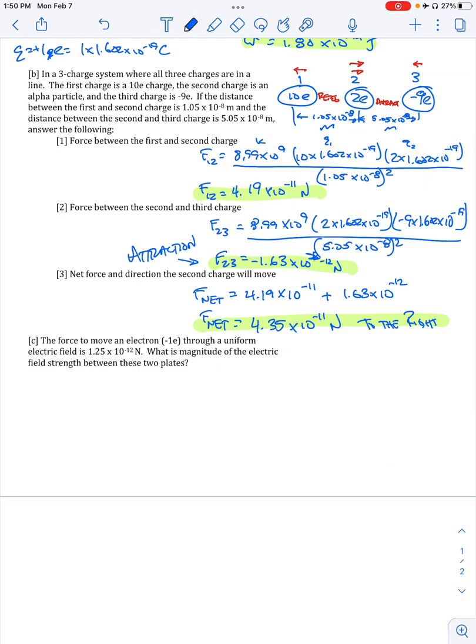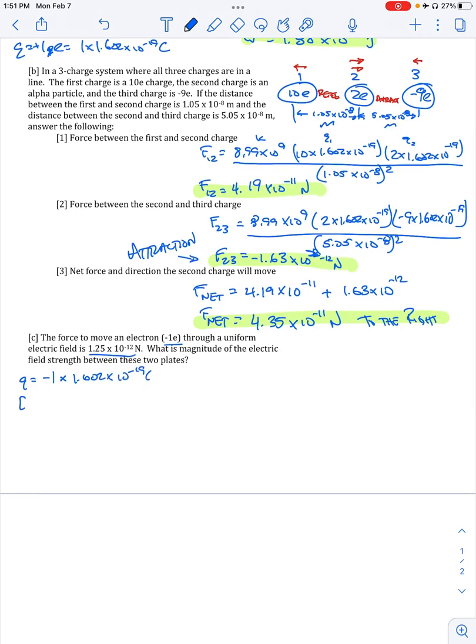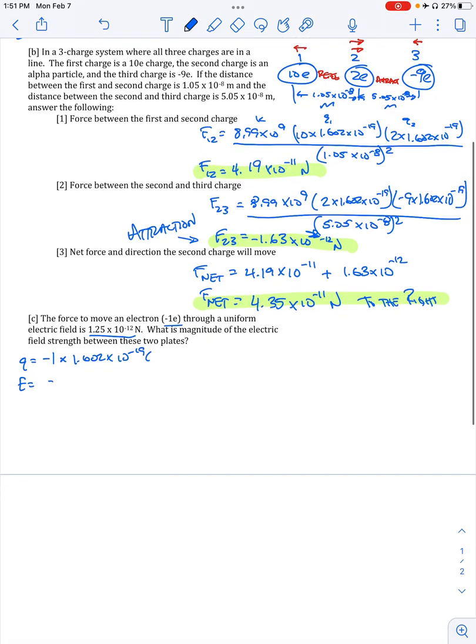All right, last one. Move an electron with that. Okay, so my Q equals negative 1.602 times, and let me make sure I do that better, sorry. All right, negative 1 times 1.602 times 10 to the negative 19th coulombs. Uniform electric field, so that means my E equals negative, oh, that's the force, not the E. Sorry, I almost got caught up in that one. So my force is 1.25 times 10 to the negative 12 because it's newtons.